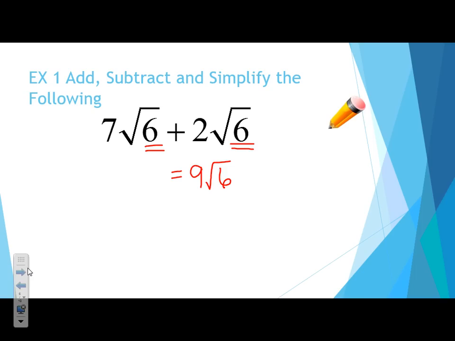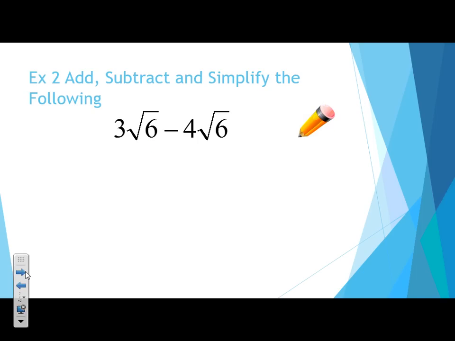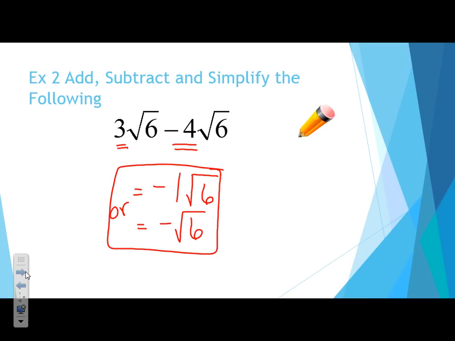Okay, let's look at another example here. What about if there's subtraction? 3 square roots of 6 minus 4 square roots of 6. Well, 3 minus 4 would be negative 1. So you could say negative 1 square root of 6. Or if you don't want to put the 1 in front there, just like when we had 1x, we sometimes didn't write the 1, you could just say negative square root of 6. Either or, okay? Simplified answer: negative 1 square root of 6 or negative square root of 6.